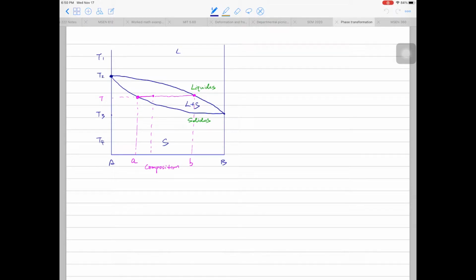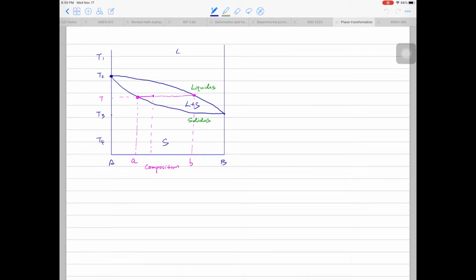We will continue from the previous video. From the previous video, you learned that the shape of the phase diagram of a binary system that is made of completely miscible elements A and B will be lenticular in shape. As we reduce the temperature, the system will turn from a complete liquid phase to a mixture of liquid and solid phase, and eventually to a complete solid phase.